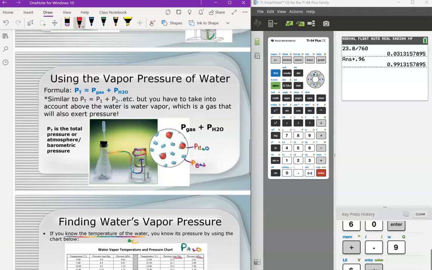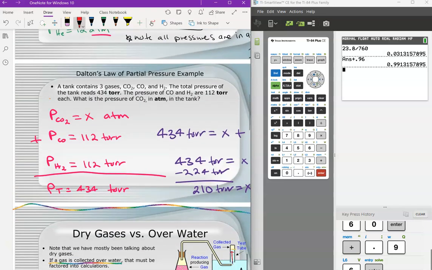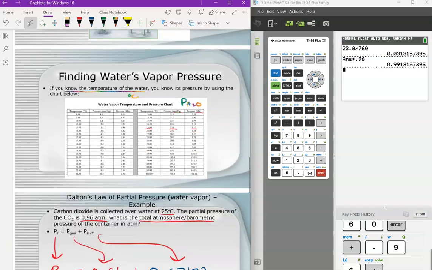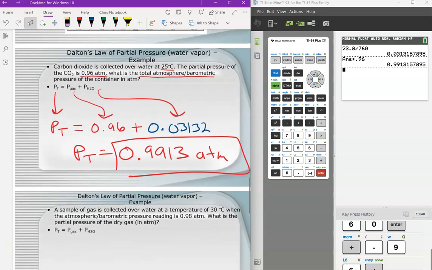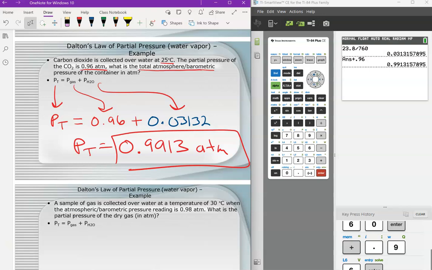Again, just like we talked about up here, you want to make sure that whatever you're adding or subtracting, they are all in the same units for pressure. In this case, having everything in atm was the easiest.